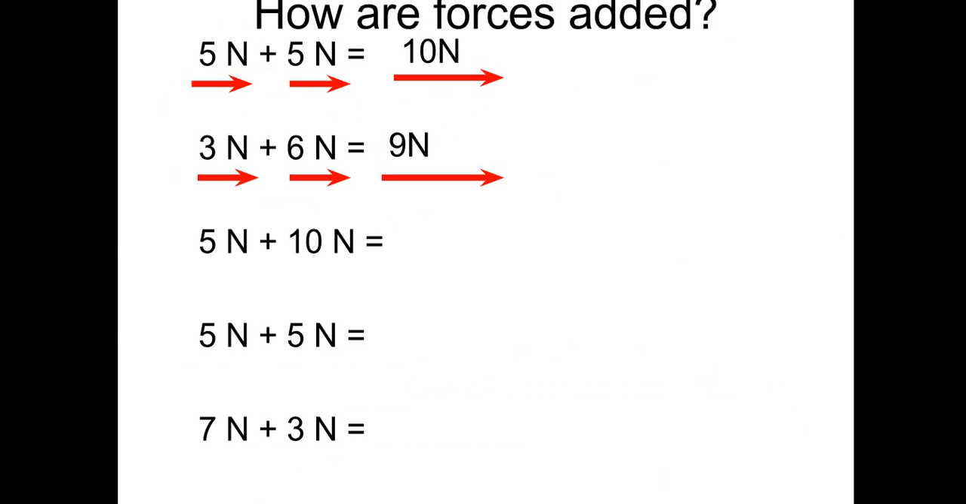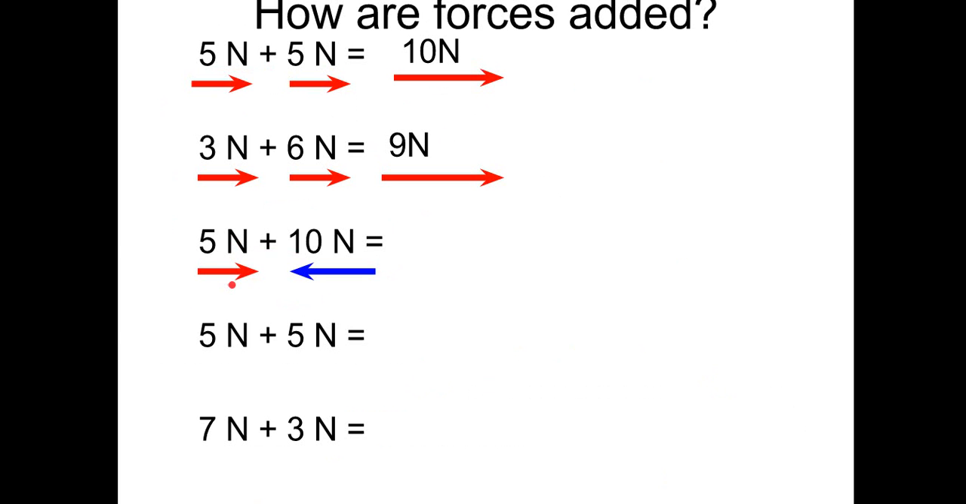Now we have 5 newtons and 10 newtons. So in this case, our directions change. We have 5 newtons going towards the right added to 10 newtons going to the left. This might be something like an arm wrestling competition. Somebody's pushing with 5 newtons to the right, the other person is pushing with 10 newtons to the left. So who is going to win this arm wrestling competition?